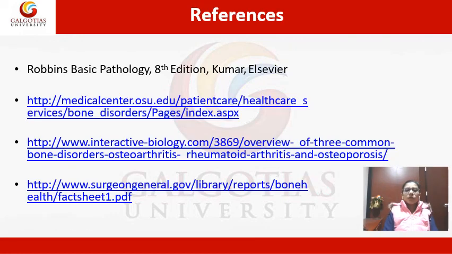So this was the lecture about bone and diseases related to the bone. The remaining diseases we will continue in the next lecture, and for reference for this lecture you can follow these links.